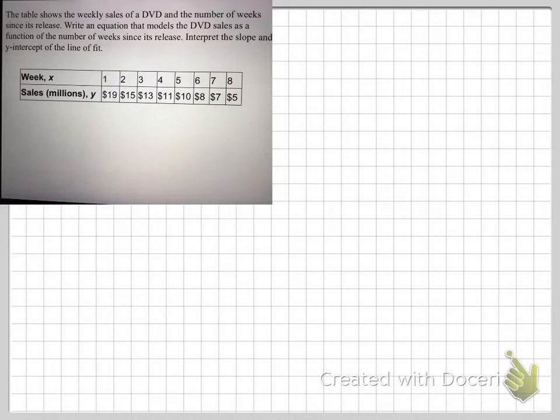through weeks. So the table shows the weekly sales of DVD and the number of weeks since its release. Write an equation that models the DVD sales as a function of the number of weeks since its release. Interpret the slope and the y-intercept of the line of fit. Okay?